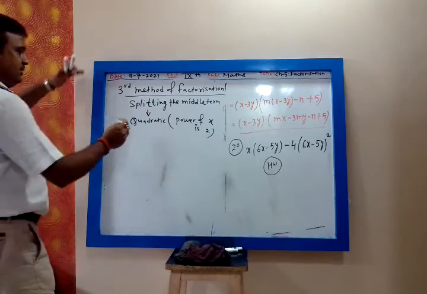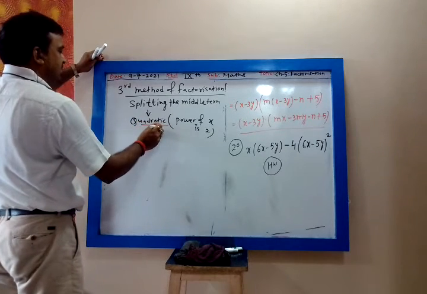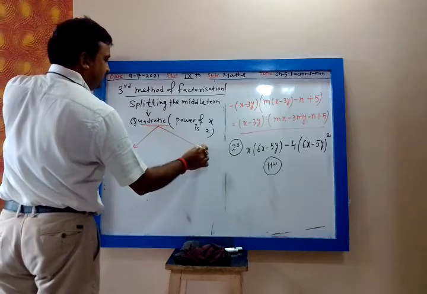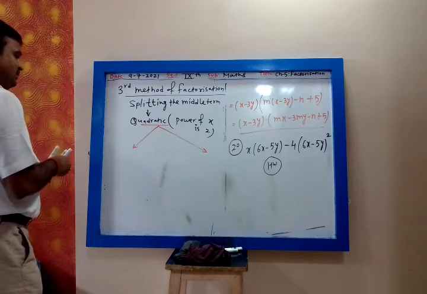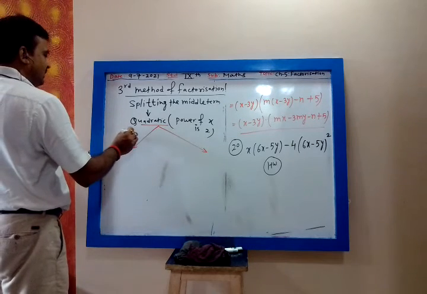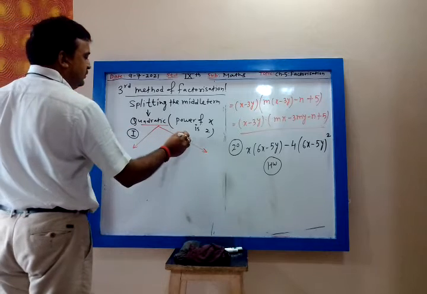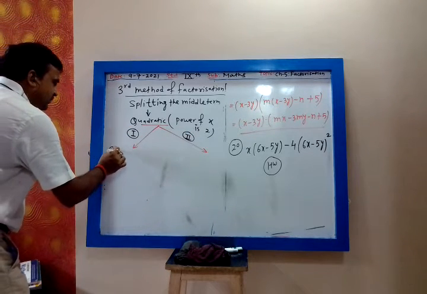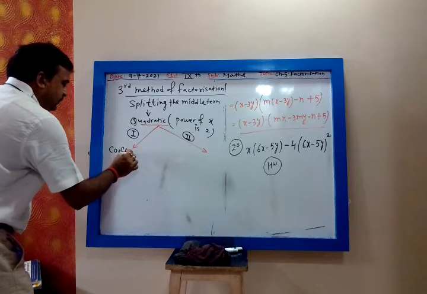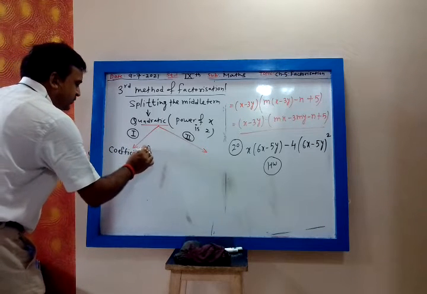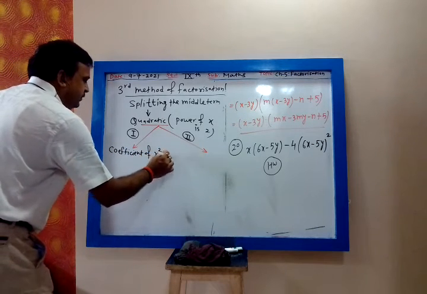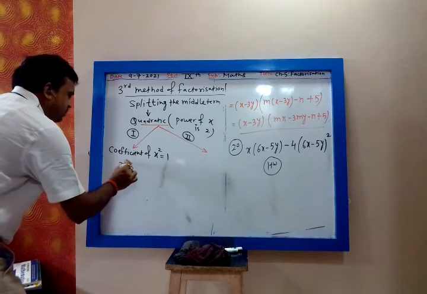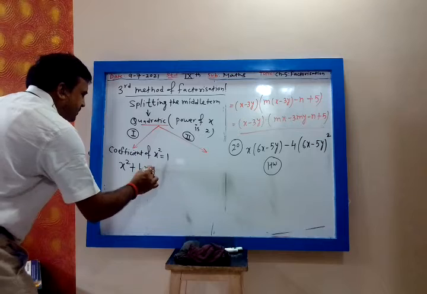Remember, there are two types of quadratic. Type 1 and type 2. Type 1 is where the coefficient of x square is 1. So this quadratic will be of the type x square plus bx plus c.